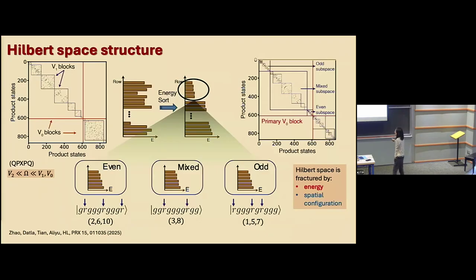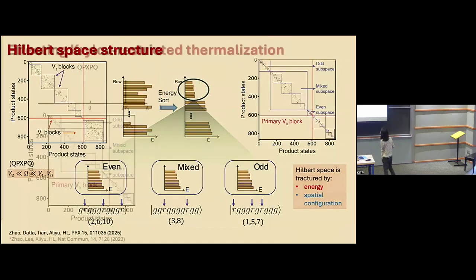The mixed one has a more fine-grained way of tracking where the Rydberg configurations are, depending on basically where the domain walls are. But for now, for pedagogical reasons, let's just call them the mixed subspace. Already, you can see that when you now rearrange the product states basis according to both energy and spatial configuration, you can see that these are 2 degrees of freedom that can both fragment your Hilbert space.